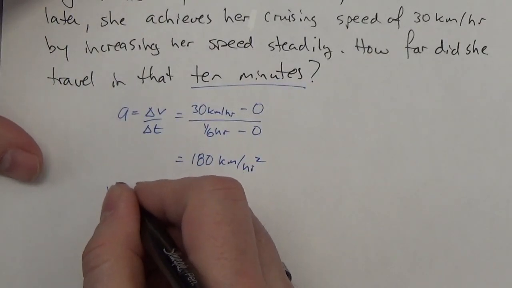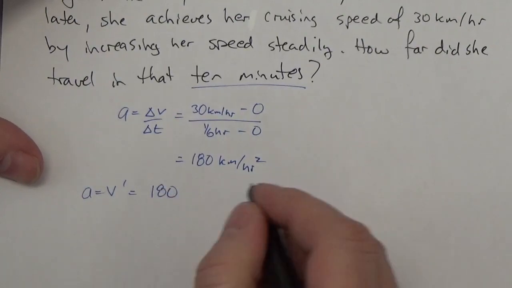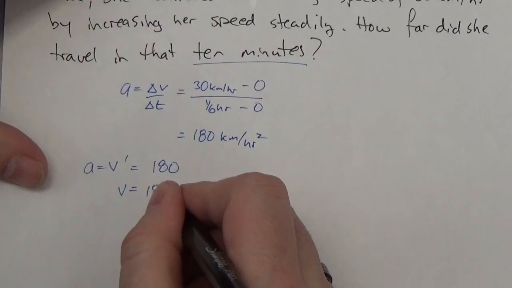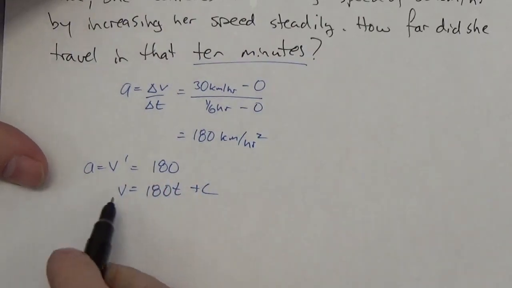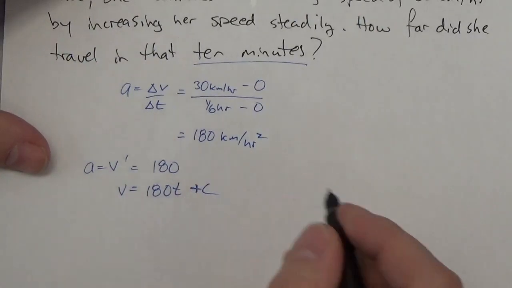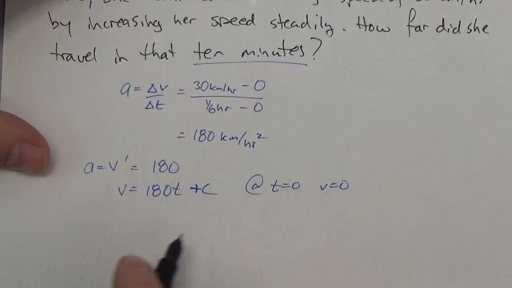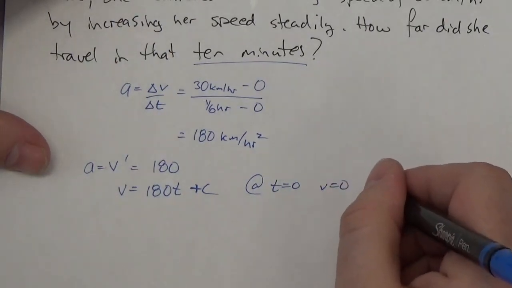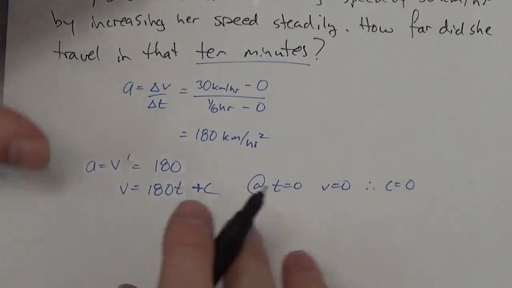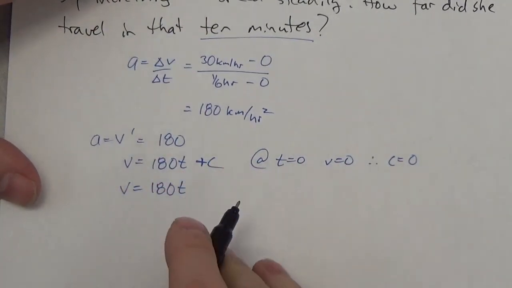So we know that the derivative of velocity is going to be acceleration. So when we take the antiderivative and take this back to velocity, we're going to get 180 t plus c. Now, we already know that at t equals 0, v is equal to 0, which allows us to conclude that the arbitrary constant is going to be 0. So therefore, v is simply going to be 180 t.